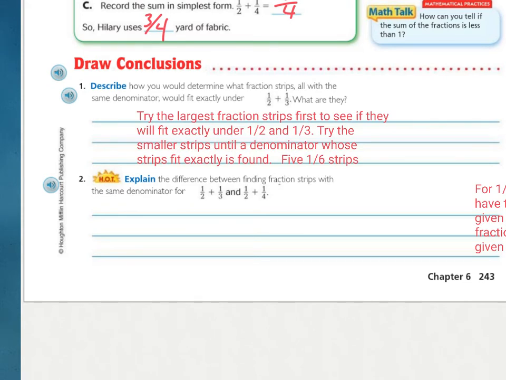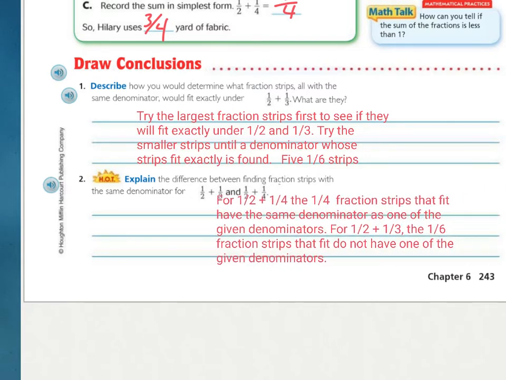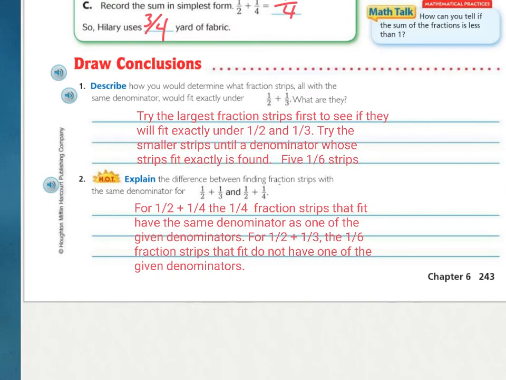So let's look at the next one. The next one says, hot. Explain the difference between finding the fraction strips with the same denominator for 1/2 and 1/3 as 1/2 and 1/4. Well, for 1/2 and 1/4, the 1/4 fraction strip that fits has the same denominator as one of the given denominators, because 1/4 fits under 1/4, but 1/4 also fits under 1/2 equally. But for the 1/2 plus 1/3, the 1/6 fraction strip does not have one of the given denominators.